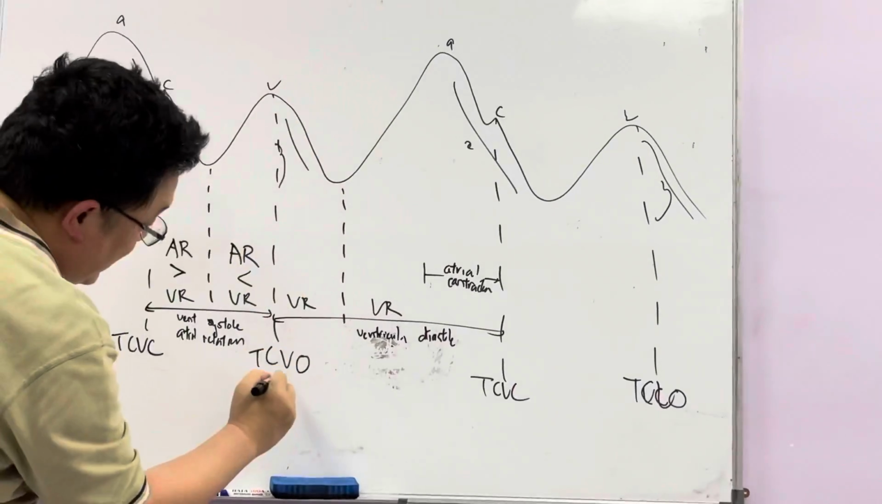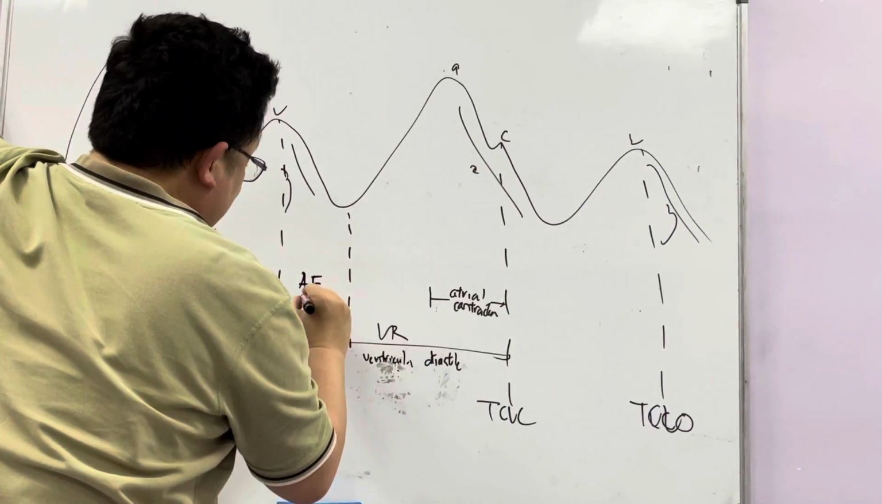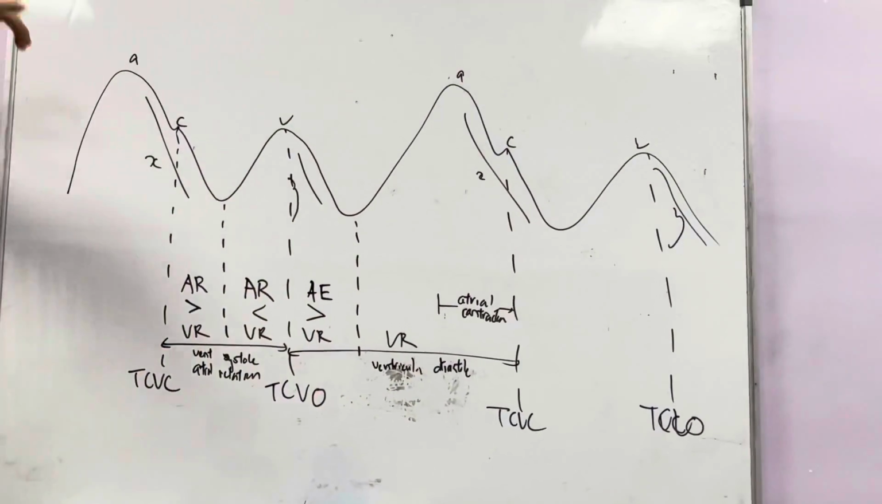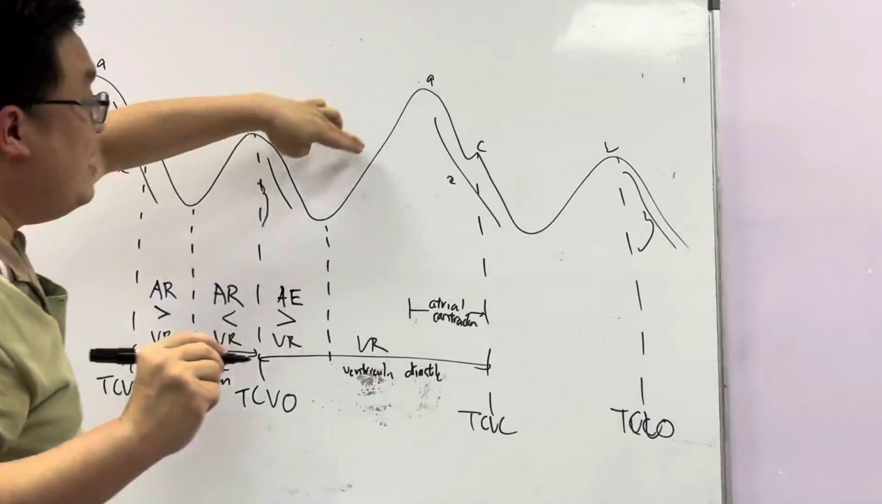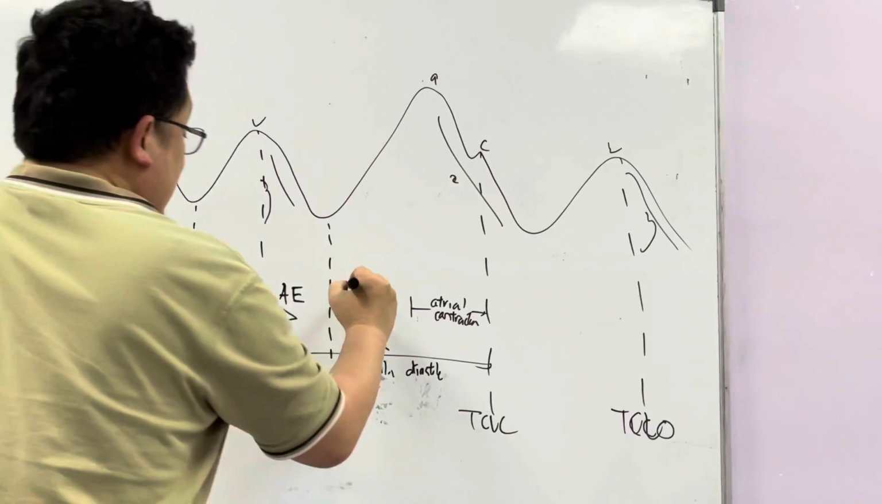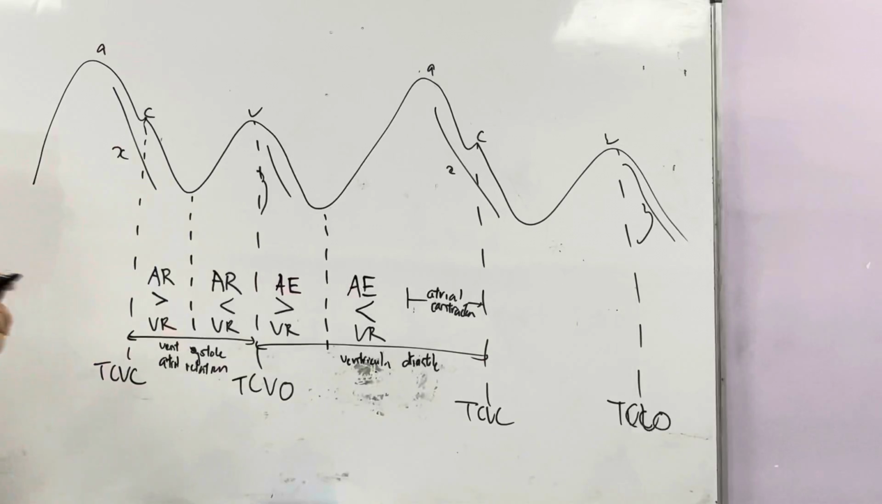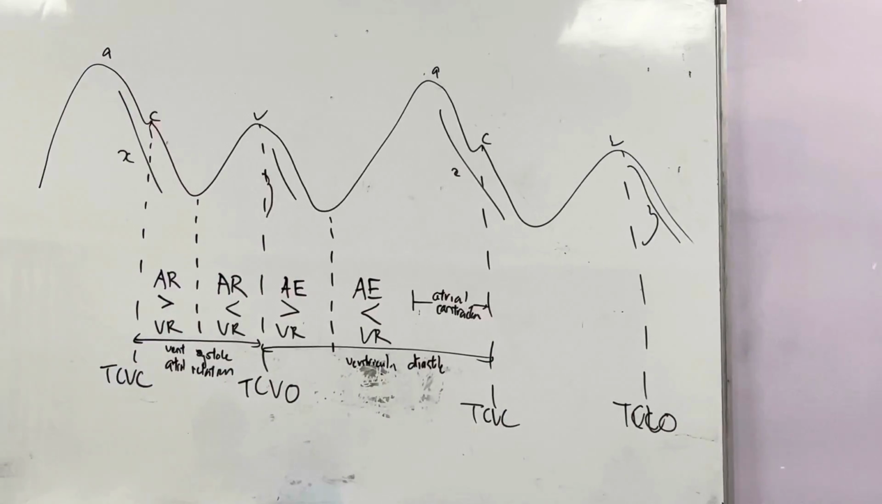Then V, when the tricuspid valve opens, the rate of atrial emptying is greater than the rate of venous return. And then towards the end, when it starts speeding up already, the ventricle is being very full, it's full of blood already, the rate of atrial emptying will be less than the rate of venous return. So this one will explain.